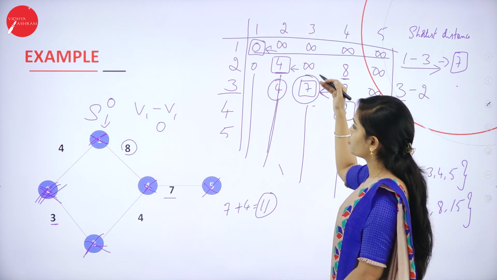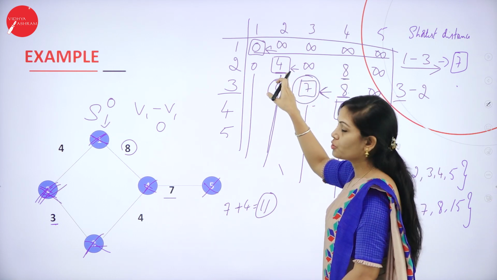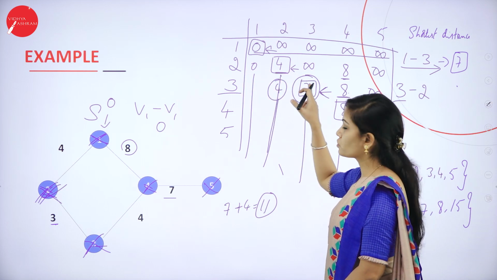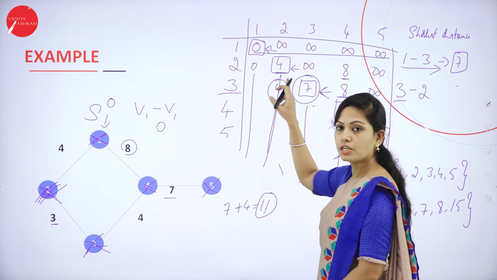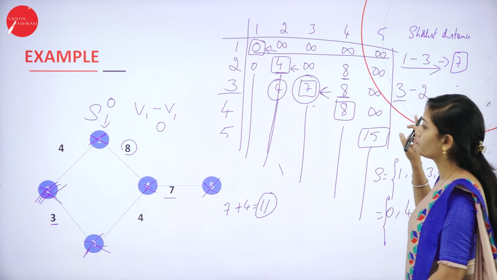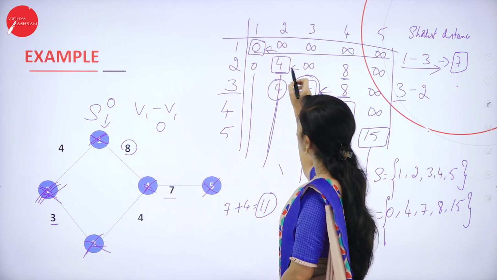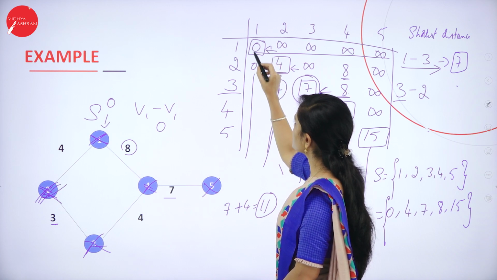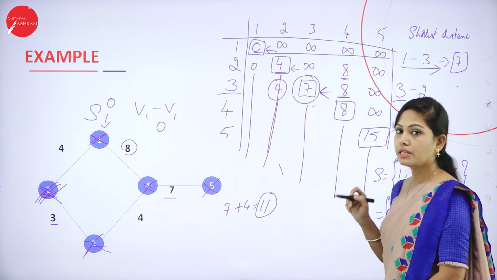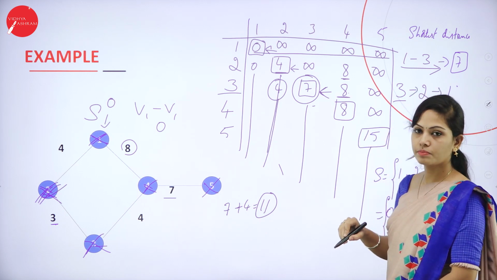And next I have to travel from 3 to 2. For traveling from 3 to 2, I can choose the least value. So in vertex 2, the least value is 4. So 7 is higher than 4. So I will choose 4 as my least value. So 4 comes under path 2. And again, traveling from 2 to 1, we have one least value, that is 0. So 0 is less than 4. So 1 is my least path.